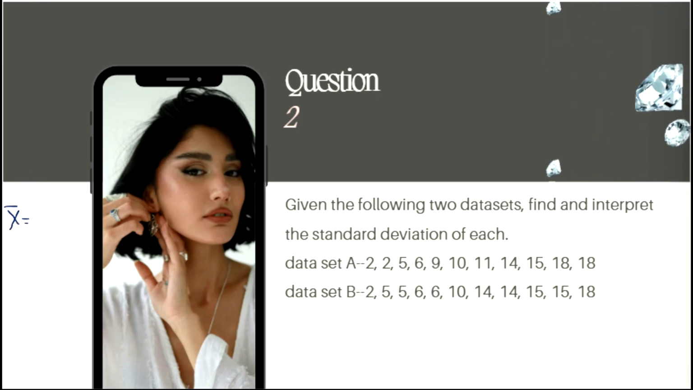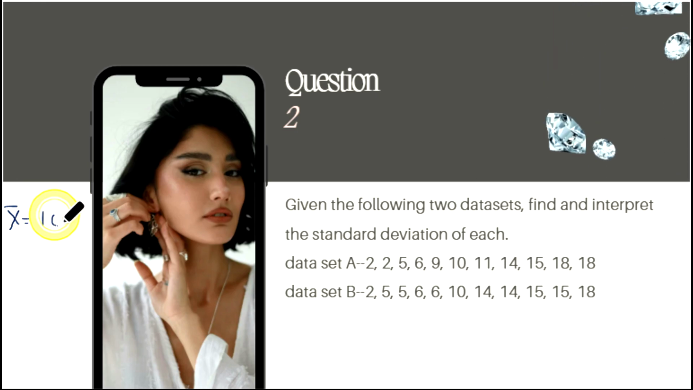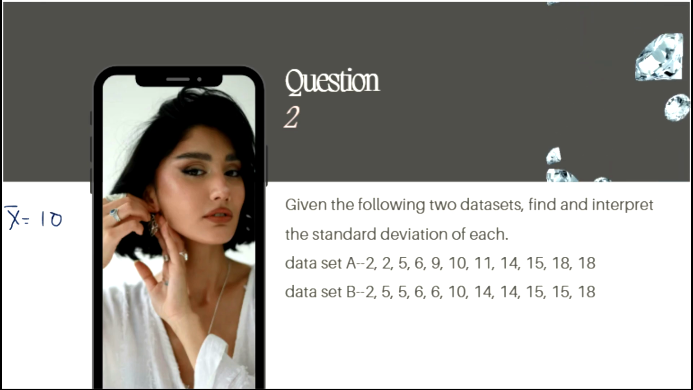Let's figure it out. 2 plus 2 plus 5 plus 6 plus 9 plus 10 plus 11 plus 14 plus 15 plus 18 plus 18 gives us 110. 1, 2, 3, 4, 5, 6, 7, 8, 9, 10, 11. 110 divided by 11 gives us just plain 10. So the mean for our first one is 10.